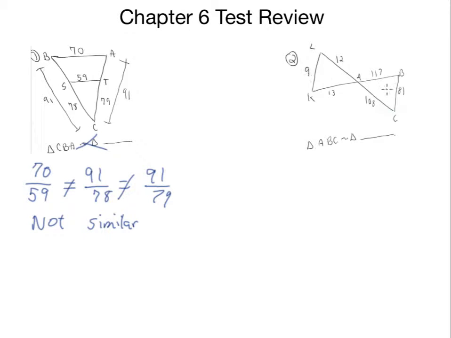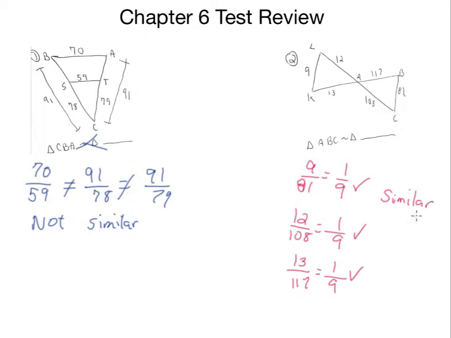In example 2, we want to correspond sides. We're going to look at the smallest side on the left triangle corresponding to the smallest side on the right triangle. And then the middle length corresponds to the middle length, and then the longest side corresponds to the longest side. Then simplify those down and they end up equal to the same ratio. So we say these two triangles are similar.